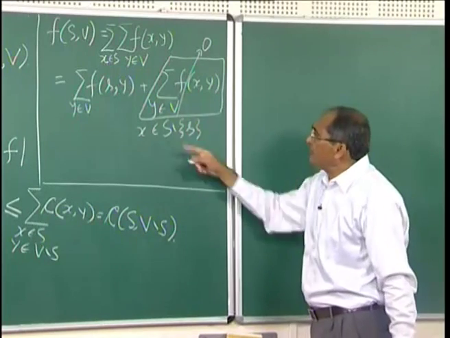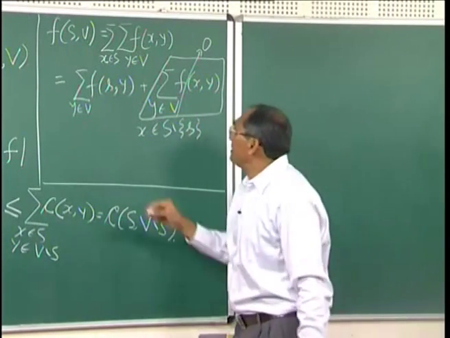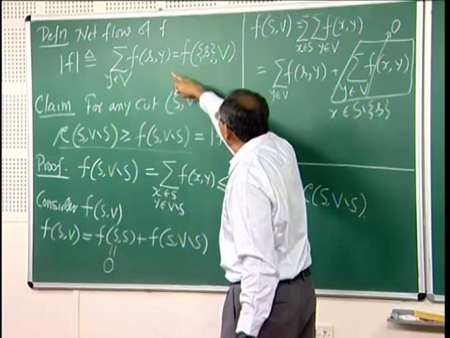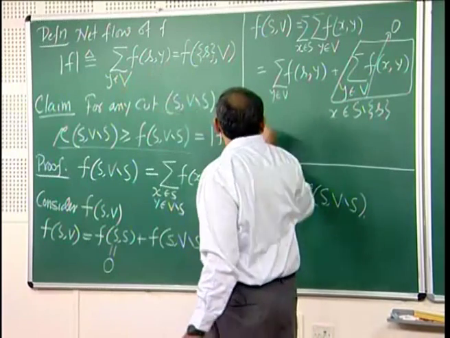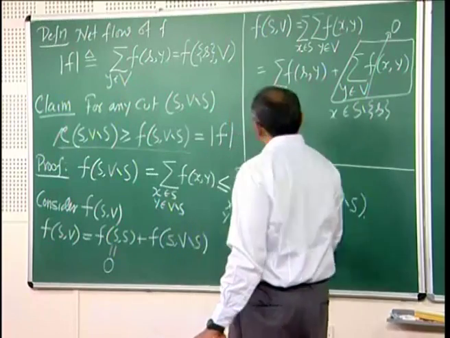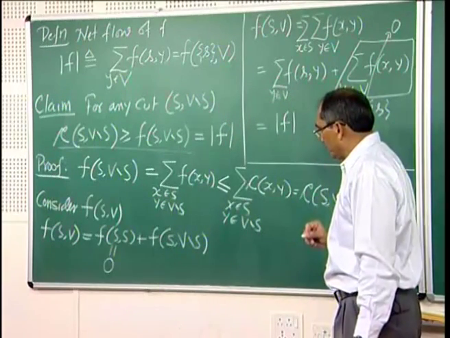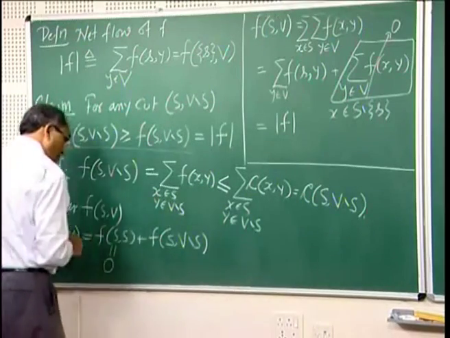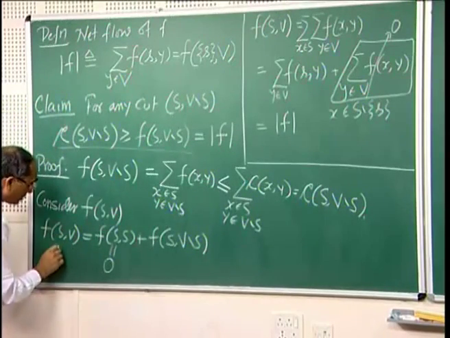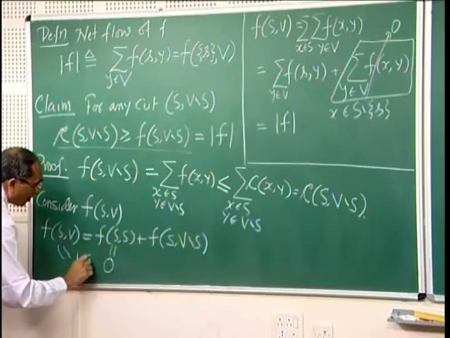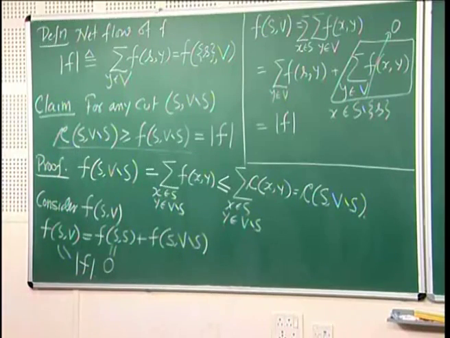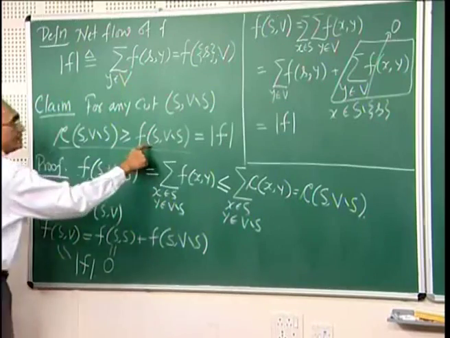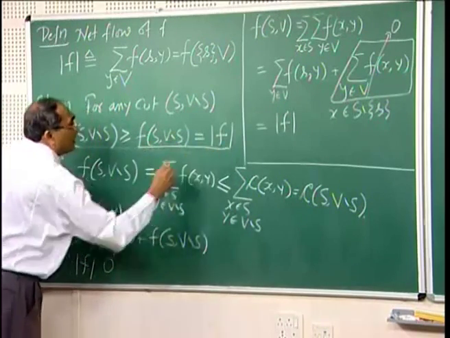So, this second term vanishes, and the first term is by definition the net flow. Remember, that is how we have defined it. So, this is nothing but net flow. This we have shown is equal to mod of f. Hence, the net flow is equal to this. That is the second equality.